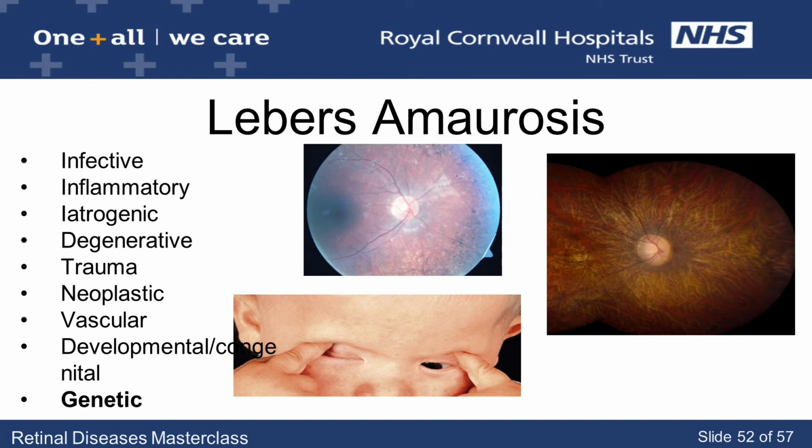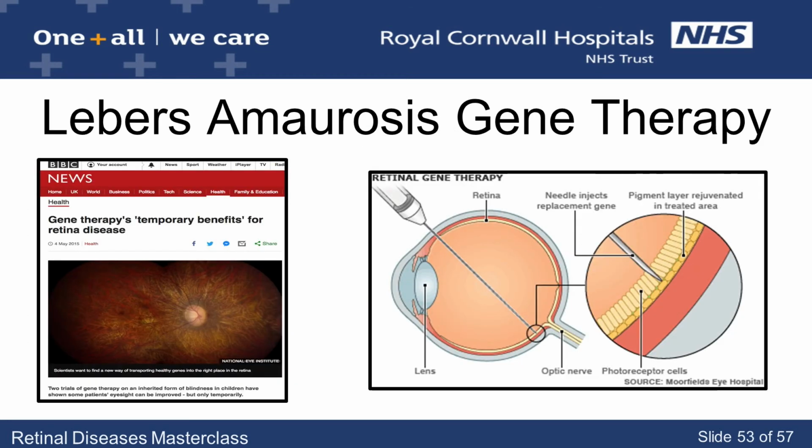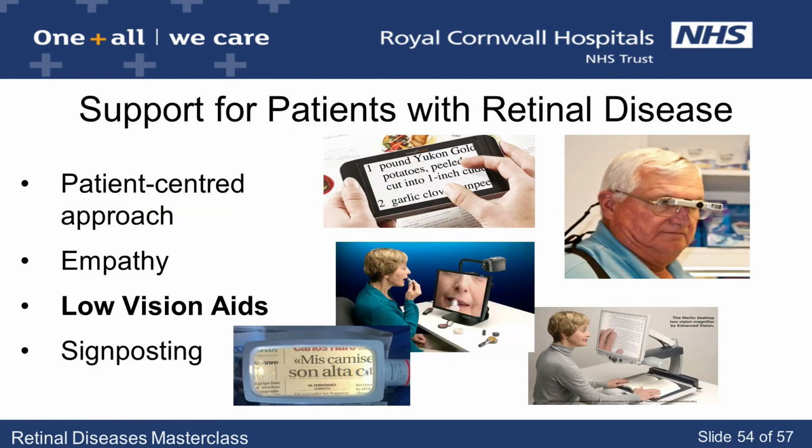Perhaps one of the worst inherited retinal disorders is a condition called Leber's amaurosis, where children tend to be blind within the first 6 months of birth, and they tend to have this characteristic eye poking just to get some kind of stimulation into their eyes. Quite recently, some gene therapy has been developed both in this country in the UK, but also in America, which involves injecting replacement genes underneath the retina and then sealing it so that it does not develop a detached retina, and has some early but very small benefits in terms of restoring some visual perception to patients.